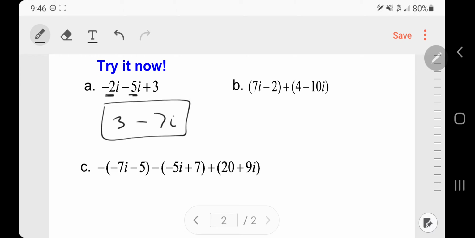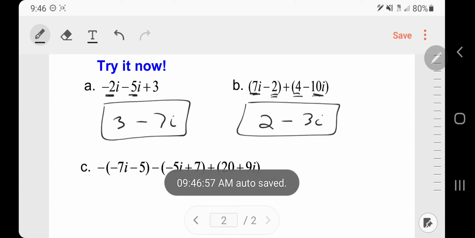Okay, in B, we have kind of like our grouped terms in our complex form. So again, because this is a plus sign, I do not have to distribute anything. If this was a negative sign, I would have to distribute that. But we're going to go ahead and combine our like terms here. Okay, so I have a negative 2 and a positive 4. That's going to give me a positive 2. And then I have a 7i and a negative 10i. That's going to be a minus 3i. And that would be my final answer. Again, notice our final answer is in that complex form that we discussed in one of the prior videos.